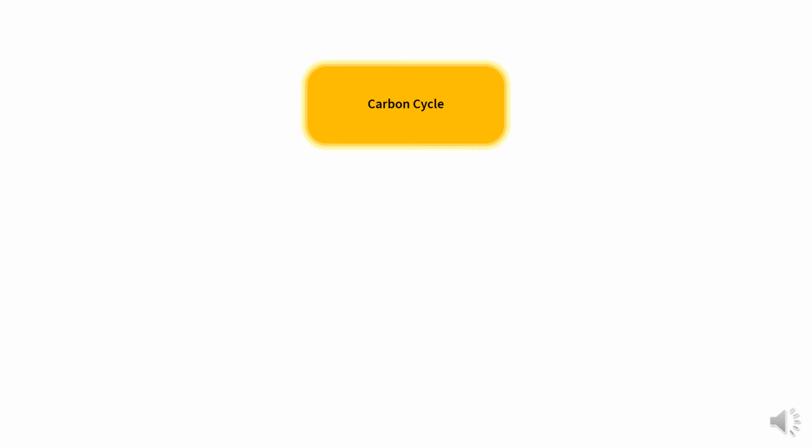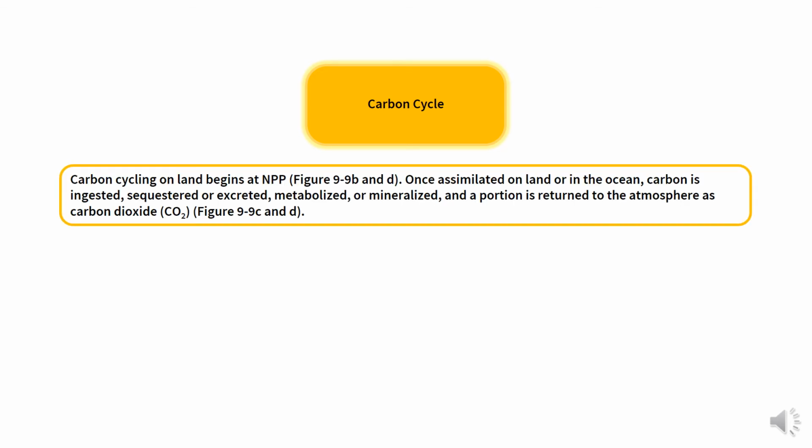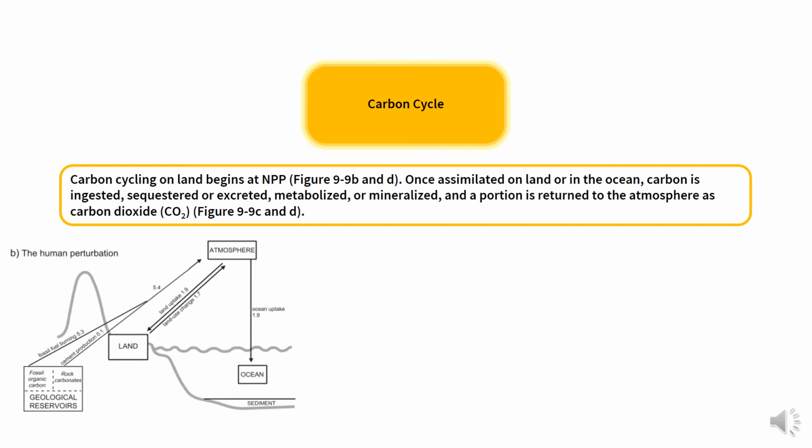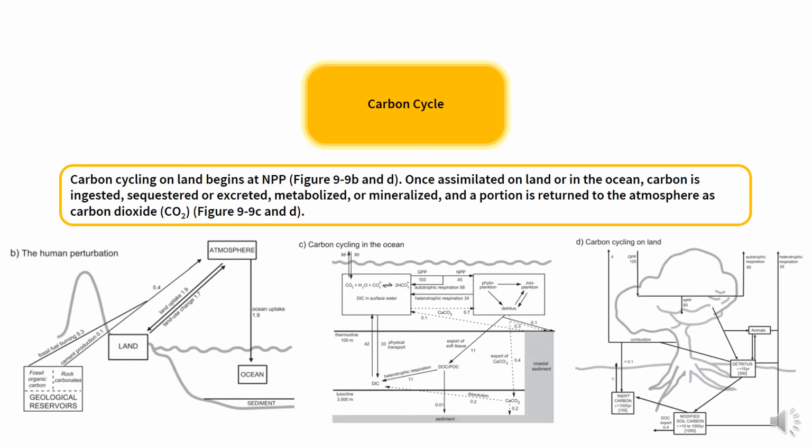Carbon cycling on land begins at NPP, as we can see in figures B and D. Once assimilated on land or in the ocean, the carbon is ingested, sequestered, or excreted, metabolized, or mineralized, and a portion is returned to the atmosphere as carbon dioxide, as we can see in figures C and D.